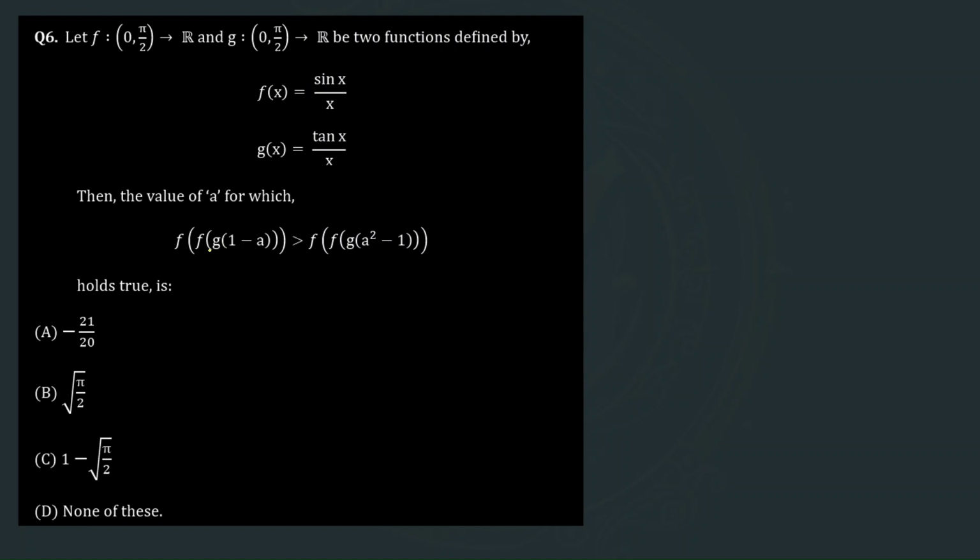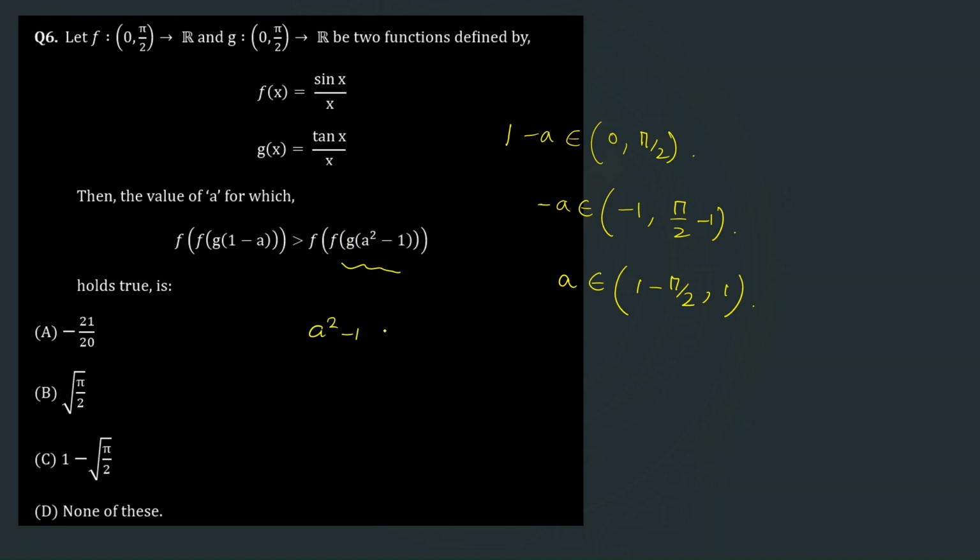That means if this inequality is valid, we have to have 1 minus a lying in the interval 0 to pi by 2. So we can say that minus a should belong to the interval minus 1 to pi by 2 minus 1, and also a should lie in the interval 1 minus pi by 2 to 1. And also this also has to be satisfied. That means a square minus 1 should lie in the interval 0 to pi by 2.